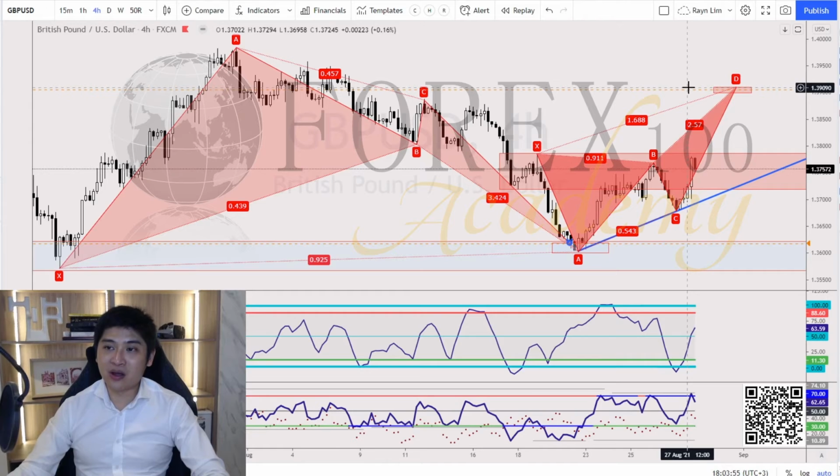looking to short at 1.3909, and the way we engage crab is very different. We wait for candle confirmation, remember that.